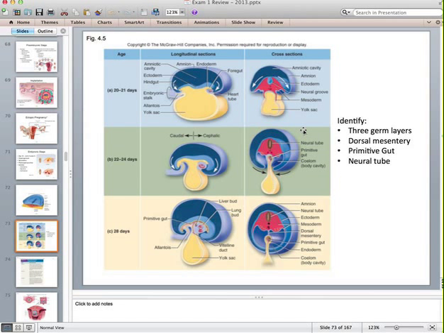In an image like this, I won't ask you to identify anything, but I would like you to know the primitive gut, endoderm, the mesoderm, and the neural tube. Just being familiar with these structures here will be helpful.